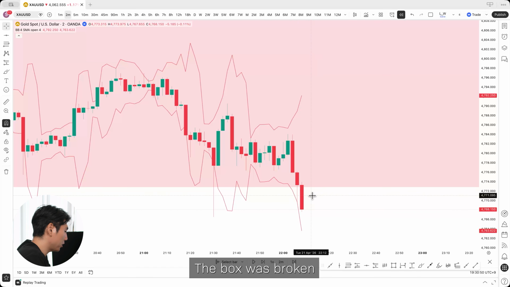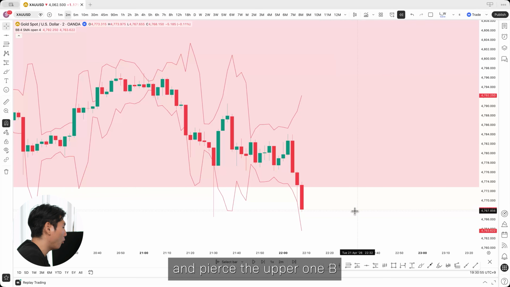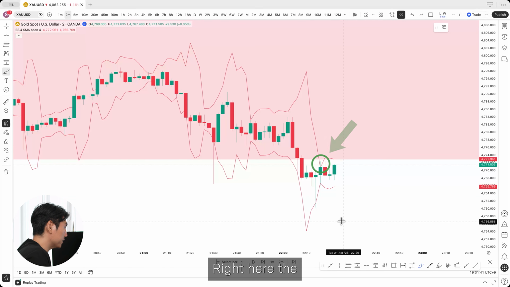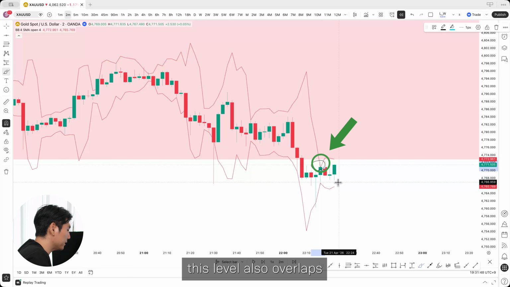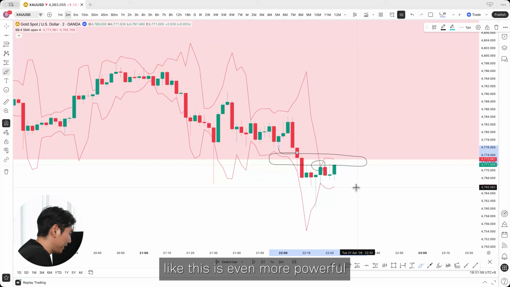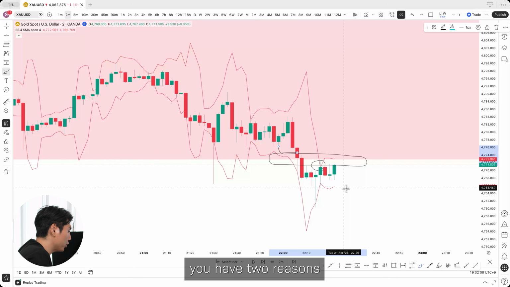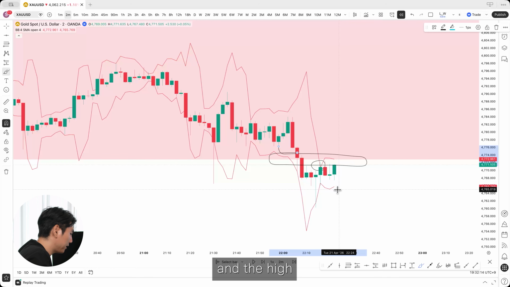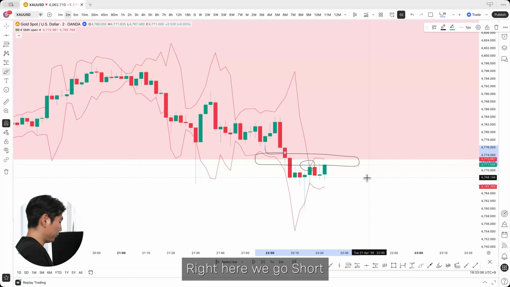The box was broken to the downside, so we wait for price to pull back and pierce the upper 1B. Right here, the 2-minute candle pierced the upper 1B. And if you look closely, this level also overlaps with the bottom of the daily box. A spot like this is even more powerful. Just 1B alone is one reason. But when the box level overlaps with it, you have two reasons to enter: the level market participants are watching, and the high probability of regressing inside the band. Right here, we go short.